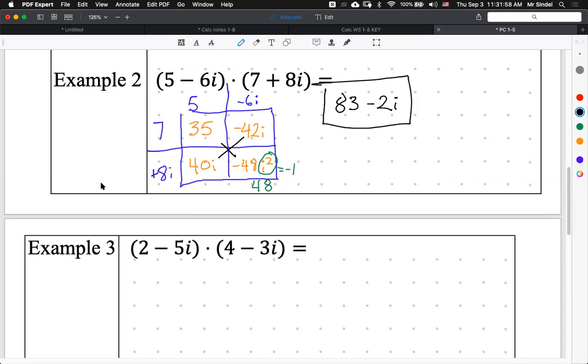Questions on example 2 before we move on to example 3. All right, so I want everyone to do example 3 on their own. I'm going to go ahead and silently do the work in about a minute so you can check your work against mine. Try not to look at your screen until you do this problem on your own. So everyone right now, you're doing example 3, the 2 minus 5i times the quantity of 4 minus 3i. Good luck. Again, once you finish this, make sure you have your summary done and then go and work on Khan Academy.